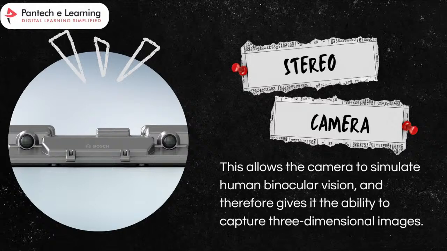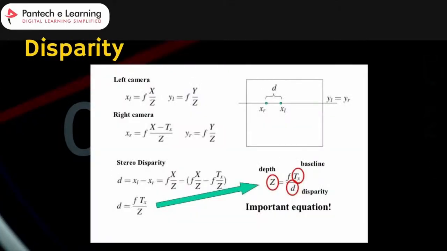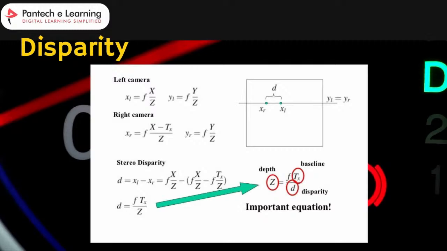The stereo camera is commonly used in applications where depth perception is important, such as VR, virtual reality, 3D movies, and medical imaging. And this is the main difference between the monocular camera and the stereo camera. Next one is the disparity. So what is the disparity?